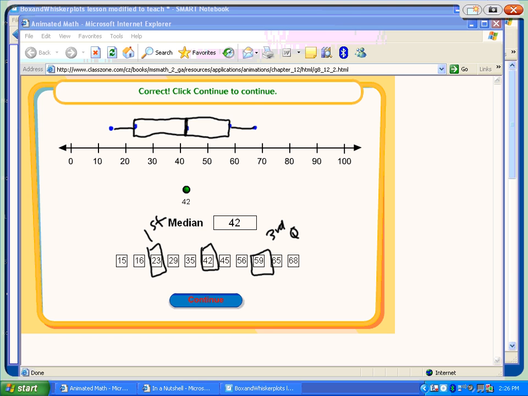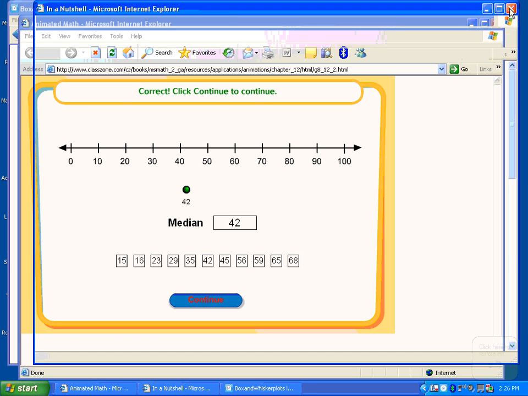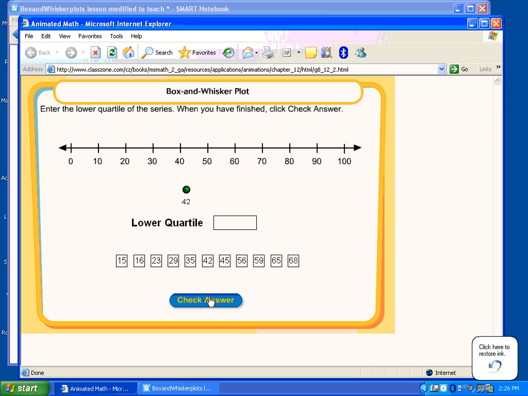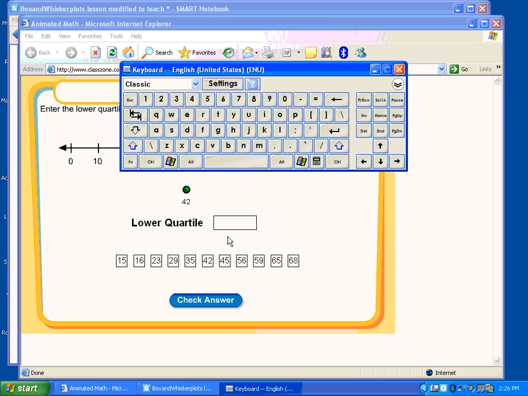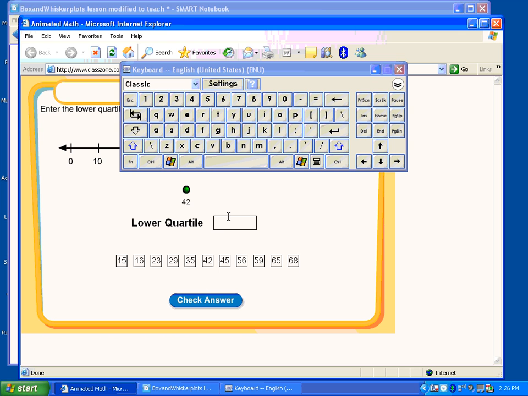Yes. So let's finish the animation then. Let's finish the game. So we had 42 as our median. What was our lower quartile? 23. Somebody go up and type it in. Check at the bottom. Yeah, continue.